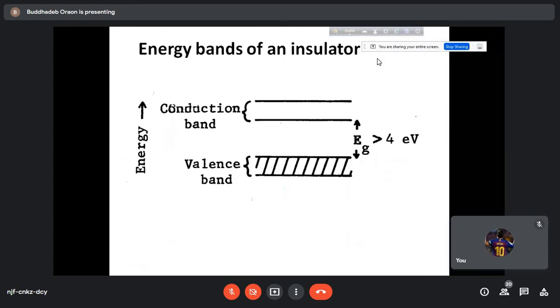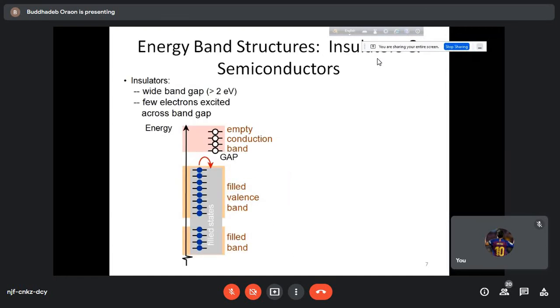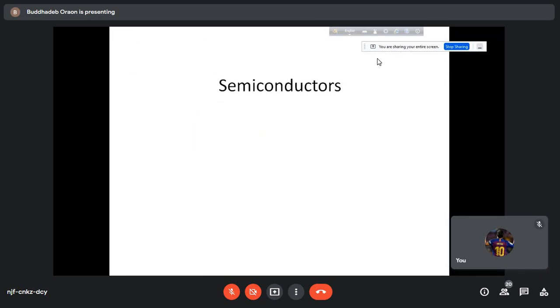These diagrams are the same diagrams. You can just go through this.